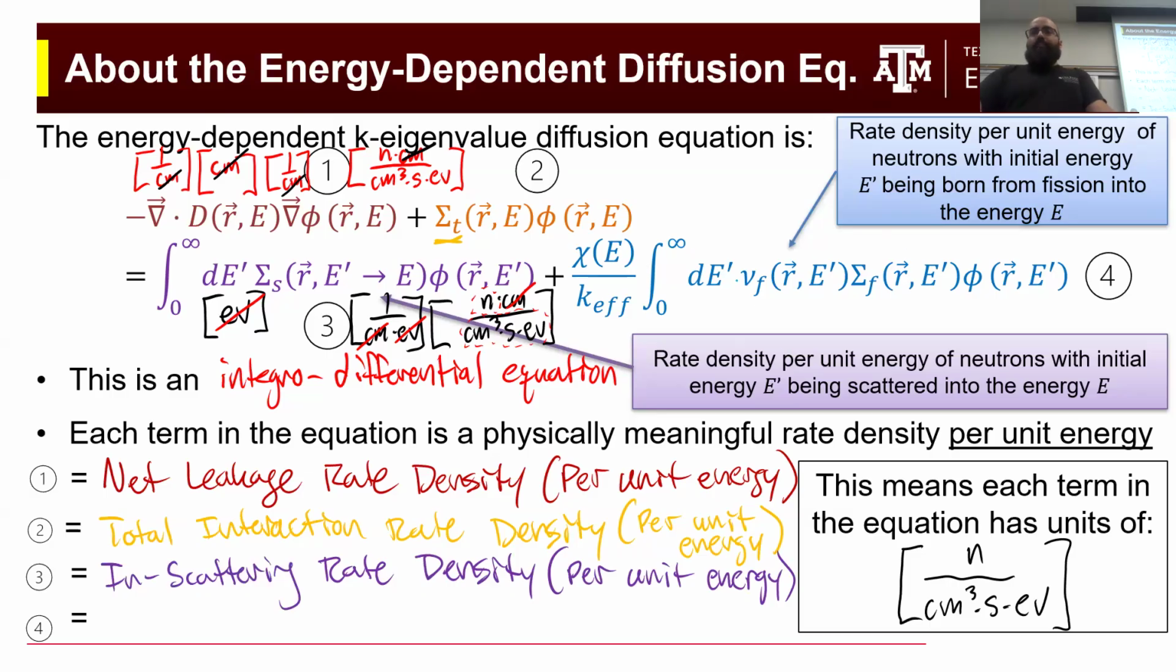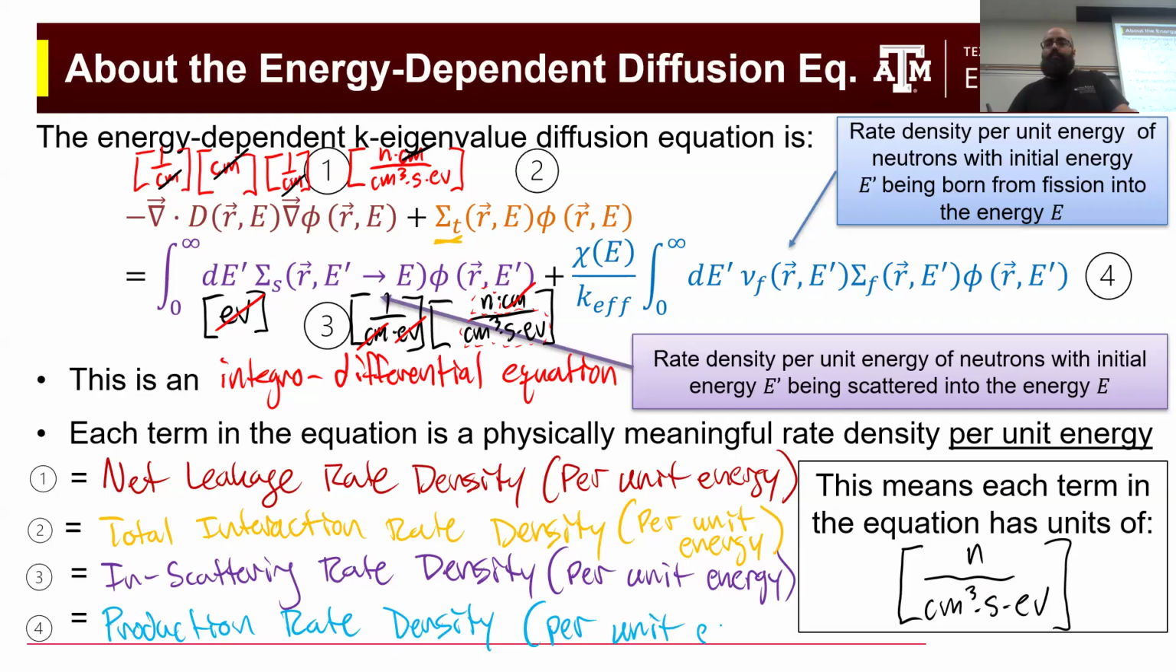And then last but not least, I have the term that is telling me about my fission production. It's telling me about the neutrons of all energies E prime that are producing neutrons of energy E. So this is my fission production rate, and I'll just call it my production rate density. And again, it's per unit energy.